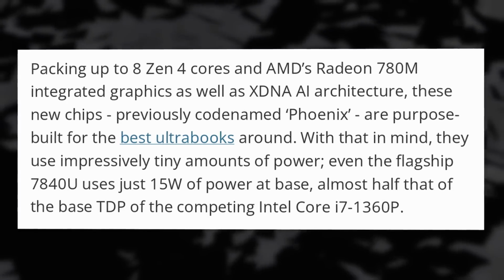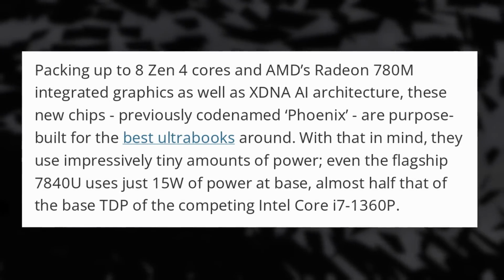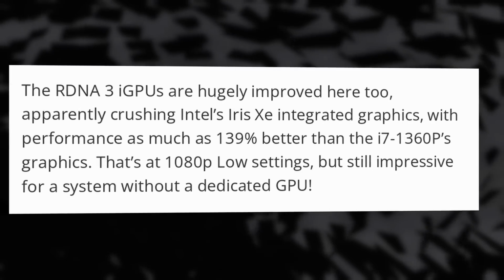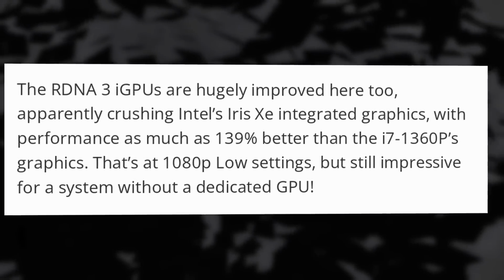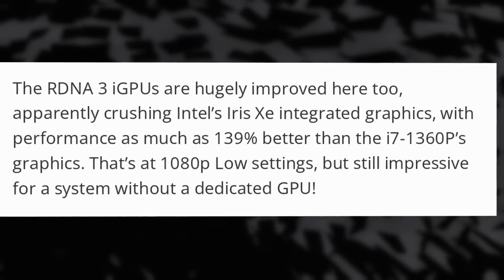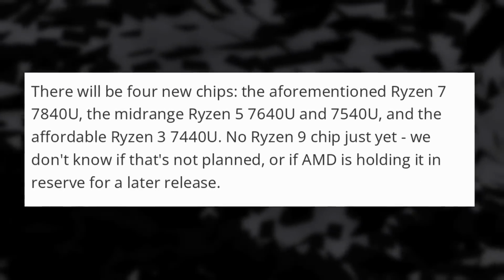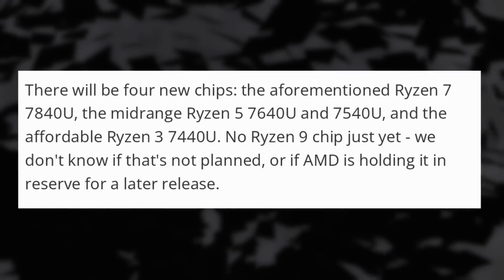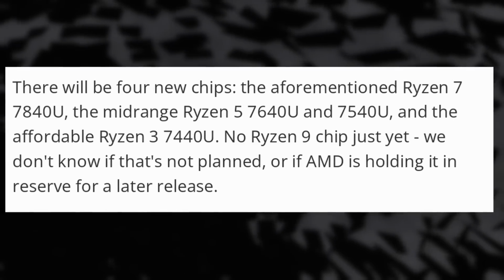The flagship Ryzen 7 packs 8 cores, plus an integrated Radeon 780M, which should yield 139% better performance than Intel's integrated graphics on the comparable i7-1360P. These chips will obviously be ideal in ultrabooks for a longer battery life, but also for gaming handhelds, although AMD also announced a specific line of chips specifically for this use case.